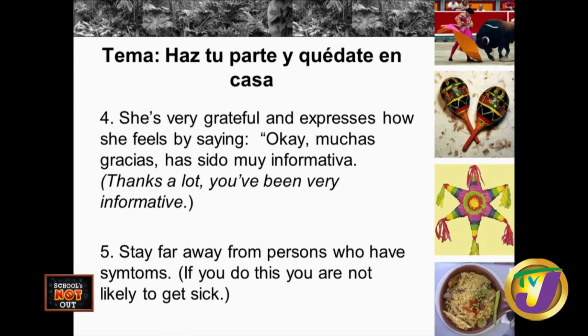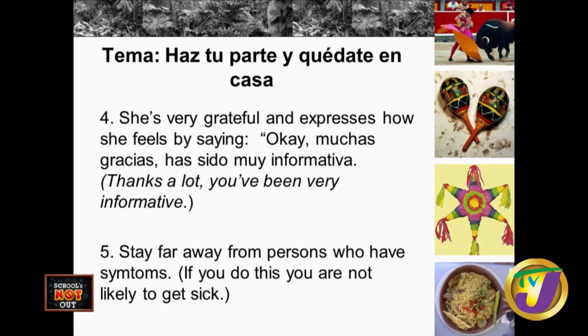Número 4, Simonet. Sí, número 4. Déjame a ver. Número 4. Muy bien. Okay. Somebody says she's very grateful and expresses how she feels by saying, oh, muchas gracias. Ha sido muy informativa. Thanks a lot. You've been very informative. Estos estudiantes son muy, muy inteligentes.